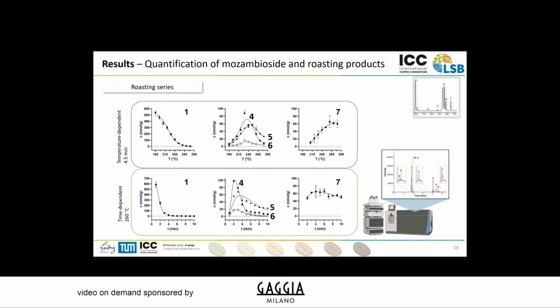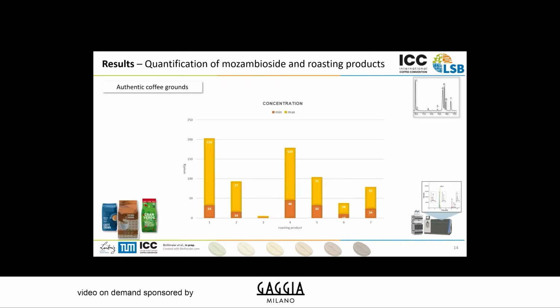Here you can see time and temperature dependent roasting series with the degradation of 1, which is Mozambioside, and the formation of our highly potent bitter receptor activating roasting products 4, 5, 6, and 7. And at industrial-like parameters, you can expect the highest possible concentration of 4, 5, and 6, and even roasting product number 7. And of course, we did not end with just roasting series.